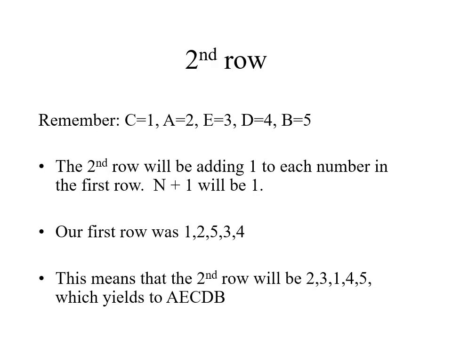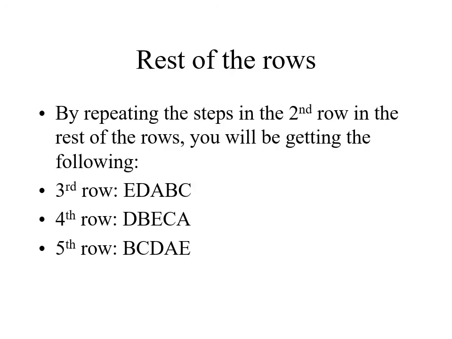And then the second row is going to become each number in the first row plus 1, where n plus 1 will be 1. Okay, so the first row was 1, 2, 5, 3, 4, right? That means your second row will be 2, 3, 1, 4, 5, which means that your second row is going to be A, E, C, D, B. Okay, and then you just do exactly the same step for the rest of the rows, and then you get all of the following.